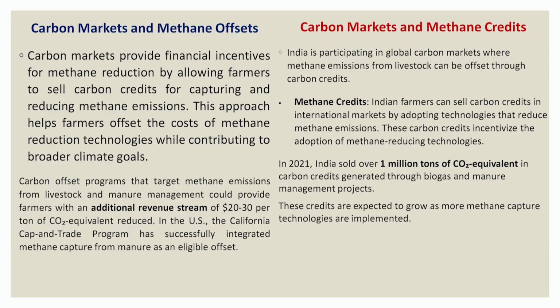Now, carbon markets and methane offsets. Carbon markets provide financial incentives for methane reduction by allowing farmers to sell their carbon credits for capturing and reducing methane emission. This approach helps farmers offset the cost of methane reduction technologies while contributing to broader climate goals. A carbon offset program that targets methane emission from livestock and manure management could provide the farmer with an additional revenue system.